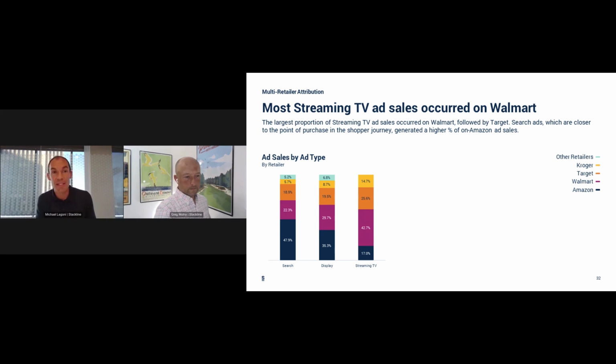But take a look at streaming TV. For any of their streaming TV ads on Amazon, the sales that occurred as a result, only 17% of those happened on Amazon, right? The other 83% happened at Walmart, Target, Kroger, and some of the other big, omni-channel retailers.